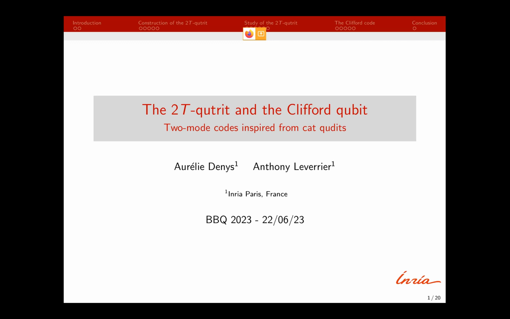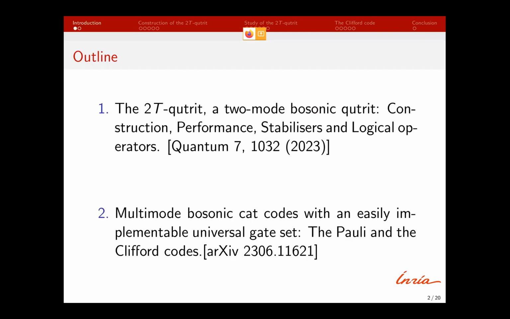So I will be talking about multi-mode bosonic codes, and in particular two codes, the 2T-qutrit and the Clifford qubit, both of which are joint works with my supervisor, Aurelie Denys. So they are based on two different papers. The first one is a work on 2-mode bosonic qutrit, which we call the 2T-qutrit. And the second one deals with designing multi-mode codes with gates that can be easily implemented.